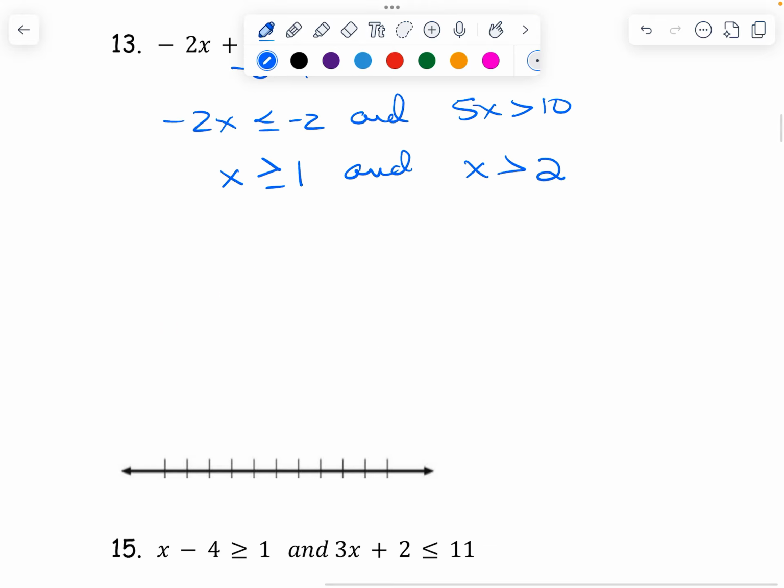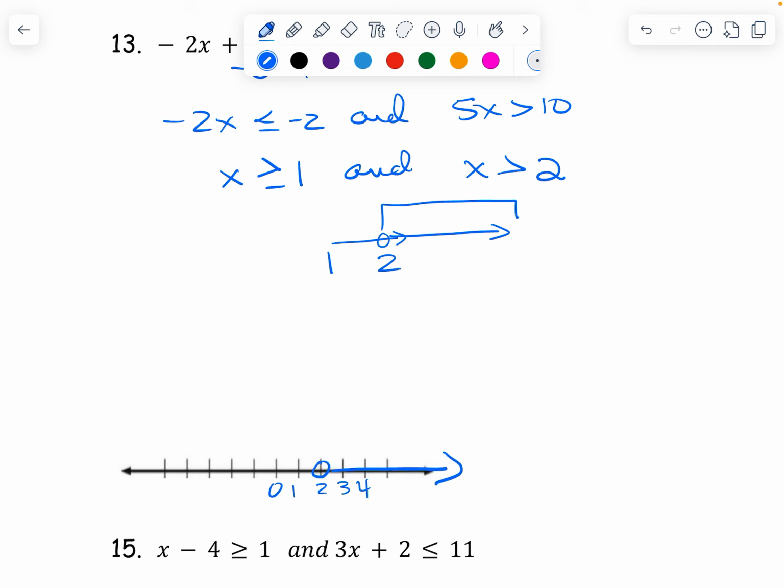So this is and. So if I have 1 and it's greater than, and I have 2 and it's greater than, the only part that's overlapping is this part right here. So 0, 1, 2, 3, 4. So the part that's overlapping is this part. So my answer is x is greater than 2. So, oops, nope. 2 all the way to infinity.